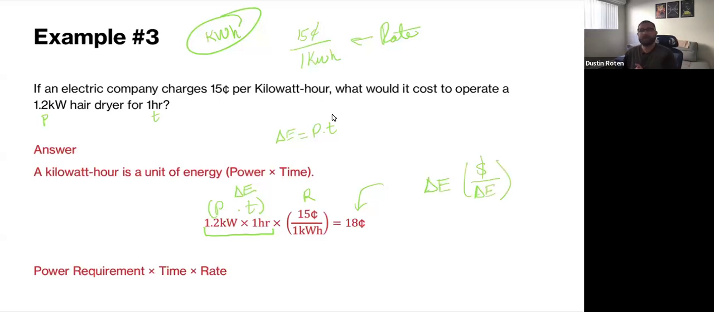The next thing we'll talk about are the different types of circuits. We're going to talk about series circuits and parallel circuits, and then some circuit safety like fuses and overloading. So until then, if you have any questions, please let me know.